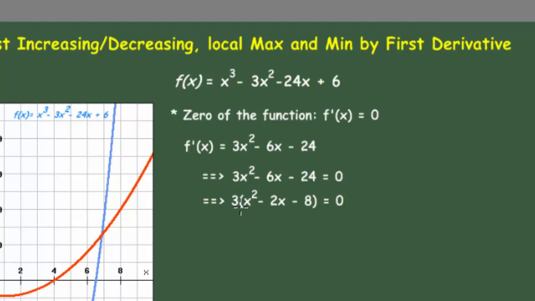That gives us 3 as a factor, right? 3 times x squared minus 2x minus 8 equals 0. This is the equation we want to solve for x, to find the zeros of the derivative. The solutions to this equation are x equals minus 2 and x equals 4.